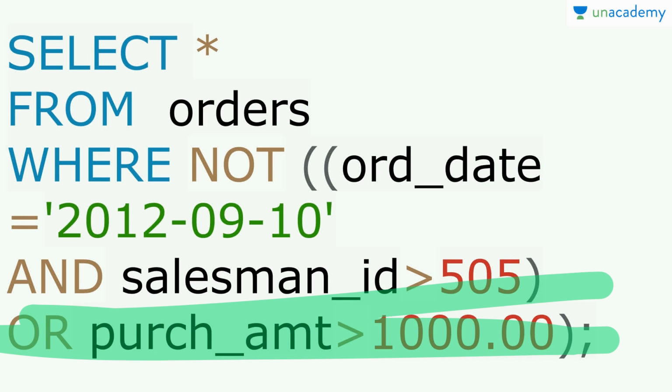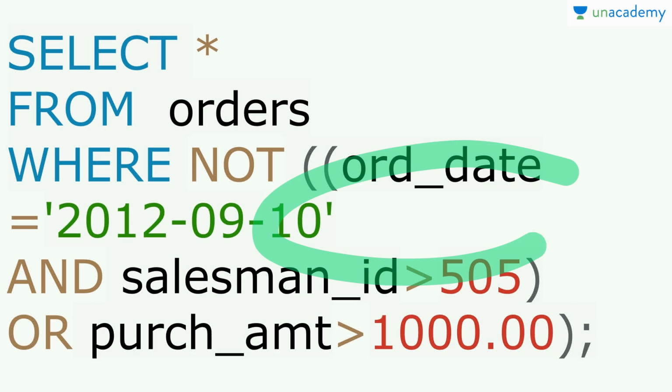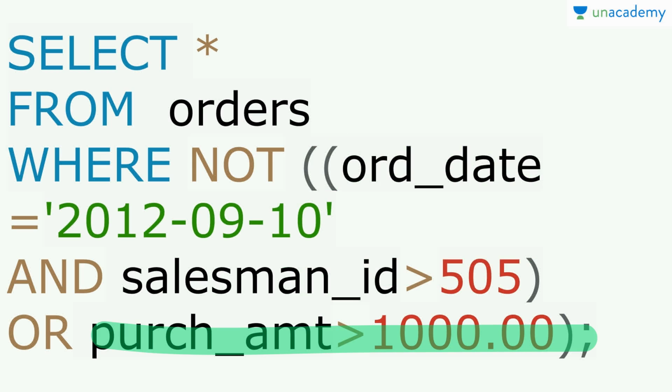So we have to apply the negative of this. Okay, we can write this in another manner also. It could be select asterisk from order where not of this or purchase amount is less than this. Okay, this will be outside of this not.